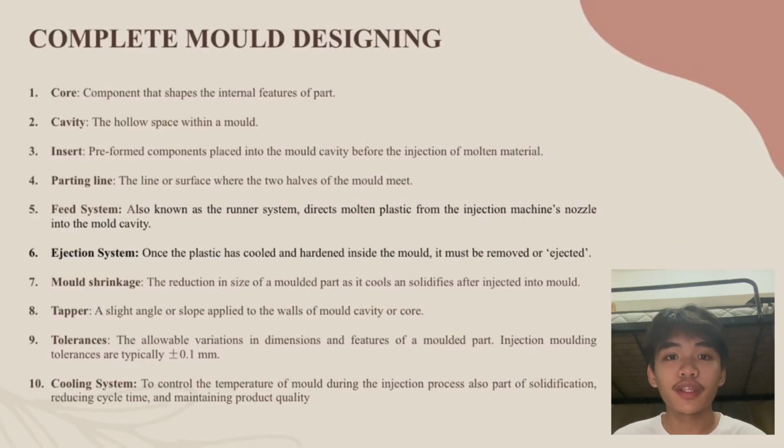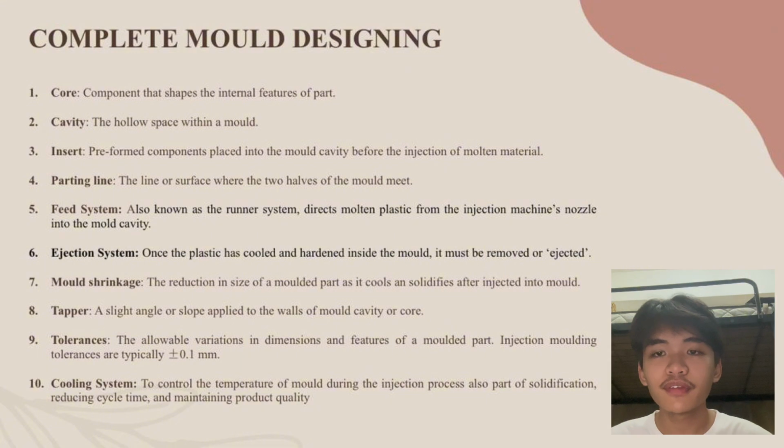So now on to the next part, which is complete mold designing. There consist of 10 parts, which is number 1, core, the component that shapes the internal features of the part, and number 2, cavity, the hollow space within the mold, and number 3, insert, preformed components placed into the mold cavity before the injection of the molten material, and number 4, parting line, the line or surface where the two halves of the mold meet.